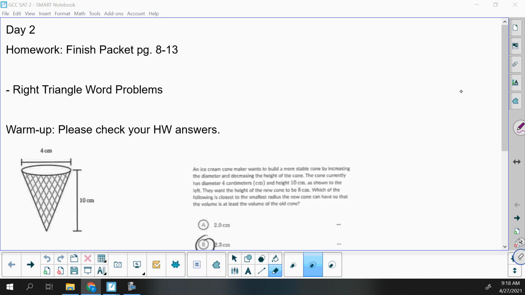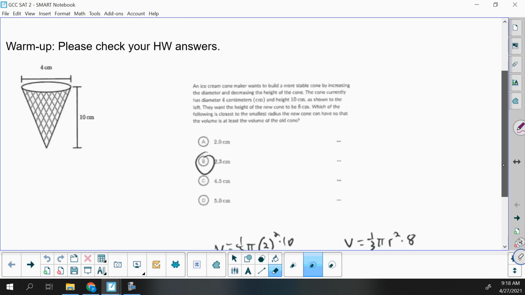Today's topic is right triangle word problems, so that means we're going to work with Pythagorean theorem, and we're also going to work with SOHCAHTOA as well. We will need our calculator for those, so be sure to have your calculator out. So first off, the homework ones from the previous day.